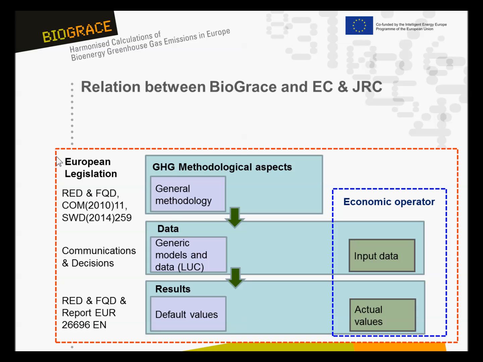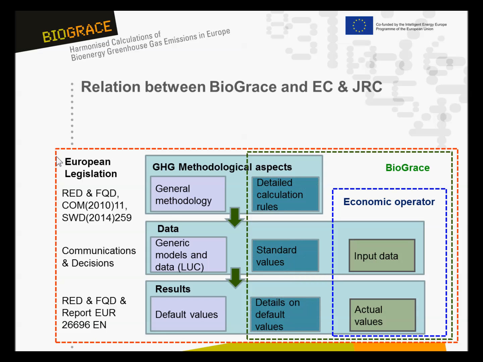In 2009, when the RED was published, we learned that it is not simple to make a greenhouse gas calculation based on the documents from the European Commission and JRC. At that time, many people tried to reproduce the JRC calculations that led to the default values in Annex 5 of the RED, but they did not succeed. This is why we started to develop BioGrace.